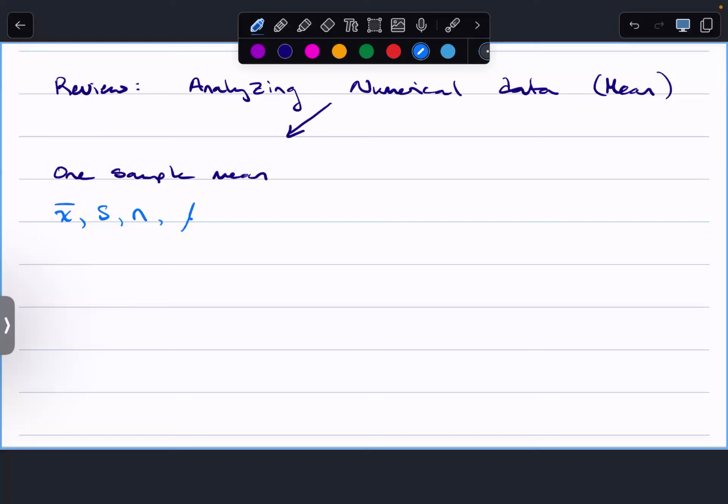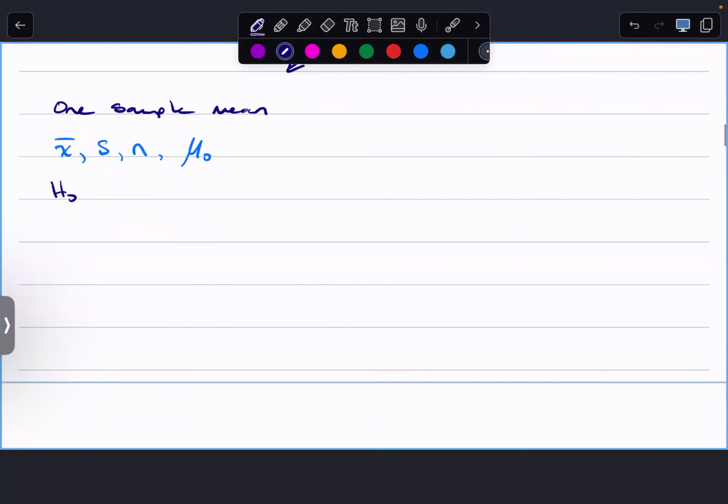And some value that I want to compare my sample mean to. So I need to be given some sample mean and some value that I want to compare it to. From there, I can set up my null hypothesis, which is that mu is equal to mu naught. I have to assume that the mean is whatever value I want to compare it to until I have proof otherwise.